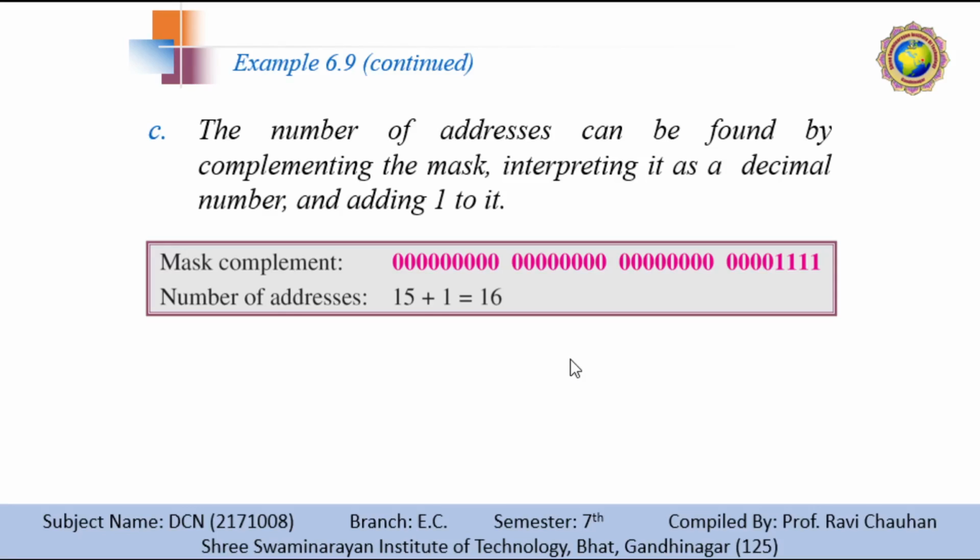and interpreting it as a decimal number and adding 1 to it. Means the mask complement will be all zeros and only 4 ones are there. So what is the value of this? 1, 2, 4 and 8. 8 plus 4 is 12, 12 plus 2 is 14, 14 plus 1 is 15. Adding one to this, we find the total number of addresses to be 16. Okay, so you can find the first address, last address and number of addresses with this method also.